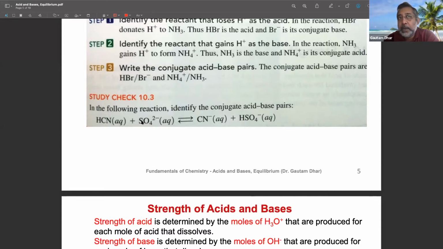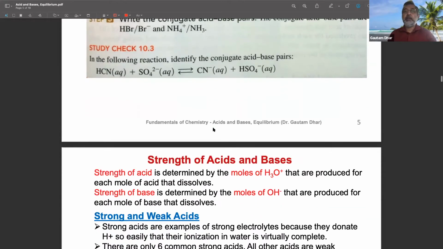Similarly, if you look at the sulfate, SO4 2-, it is accepting the proton. So this is the base, and the conjugate acid is the HSO4-. So these two are pairs. So you have to look at it closely. Very simple thing, but just look at it closely, and you will see these pairs. Okay, there will always be pairs.